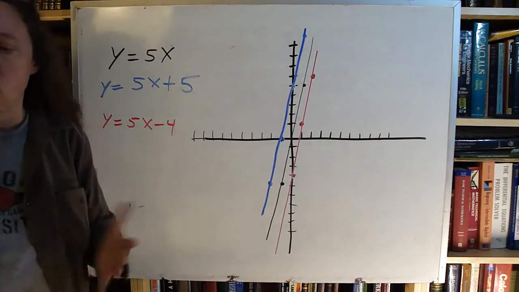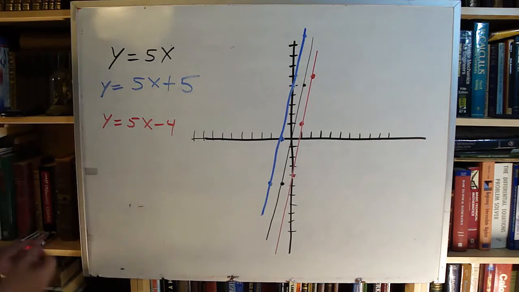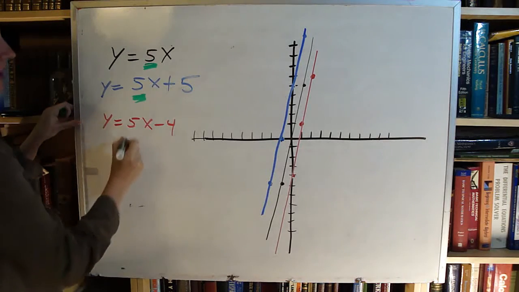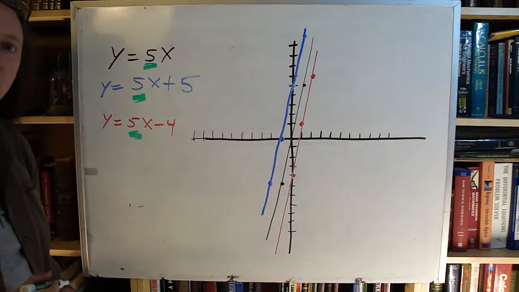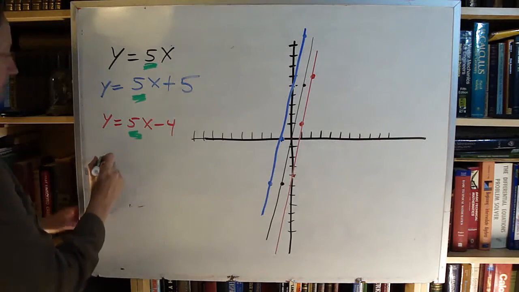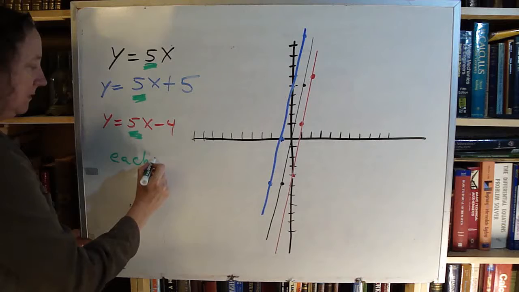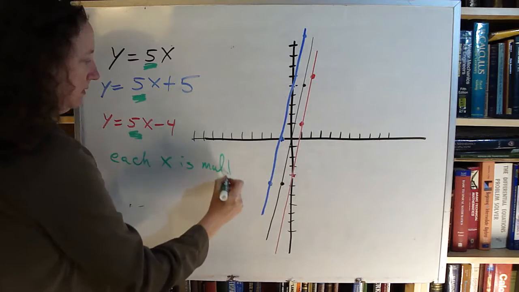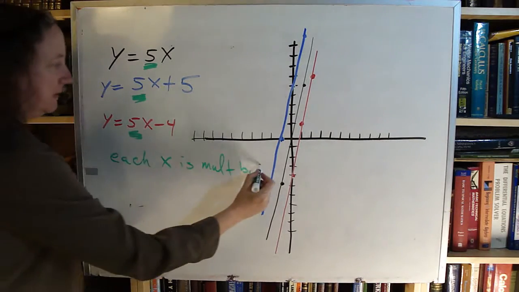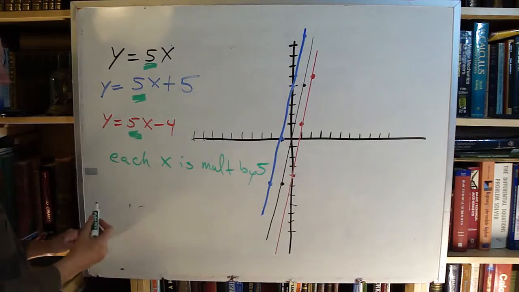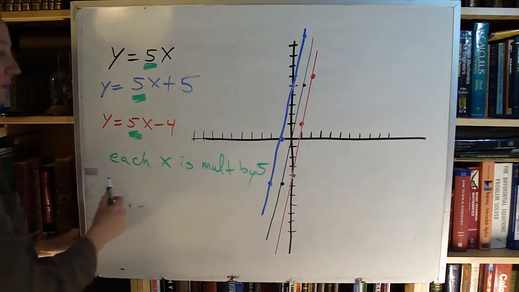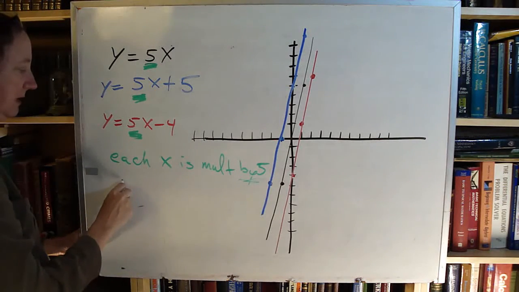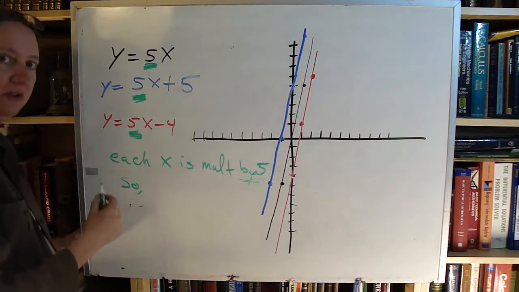So now I'm going to tell you why we need to look at these. One of the things about each of these, they each have the same number multiplied by their x. Each x is multiplied by 5. So because they are multiplied by the same number, that's telling me I have the same slope.